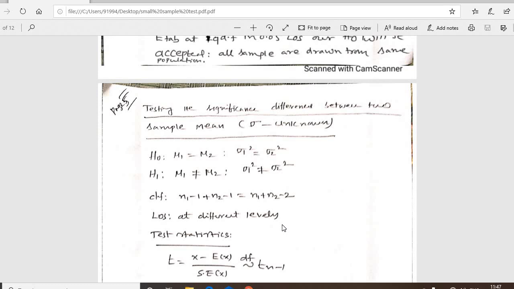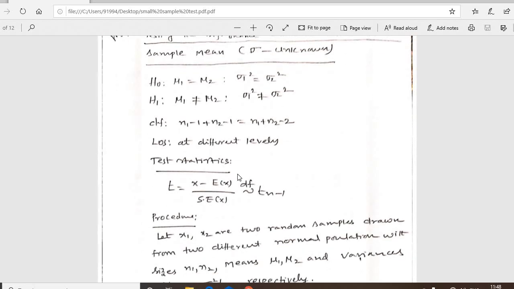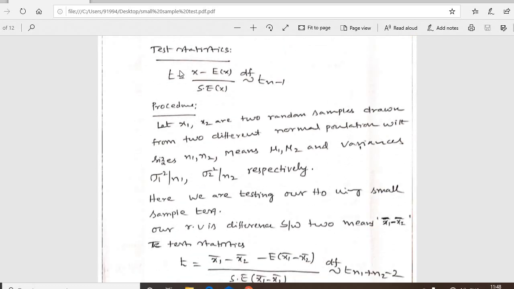Next, the second case example: testing the significance of the difference between two sample means. Here sigma is unknown. According to the procedure, under the null hypothesis mu1 equal to mu2, or sigma 1 square equal to sigma 2 square, so there is no difference between the population means. Under H1, mu1 is not equal to mu2. According to the level of significance and degrees of freedom, this is a formula we know, the procedure already discussed.